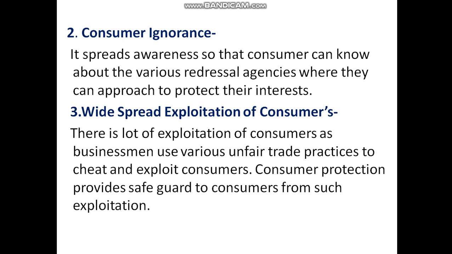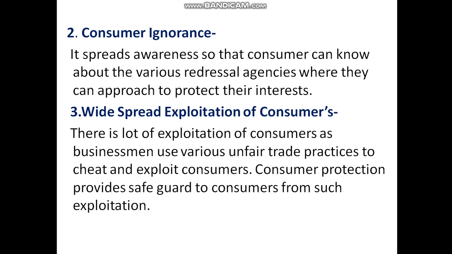It is spread due to the Consumer Protection Act. It spreads the awareness so that consumers can know about the various redressal agencies where they can approach to protect their interest. So this is an importance because the consumers are very ignorant. With the help of this act, awareness is spread about the redressal agencies.